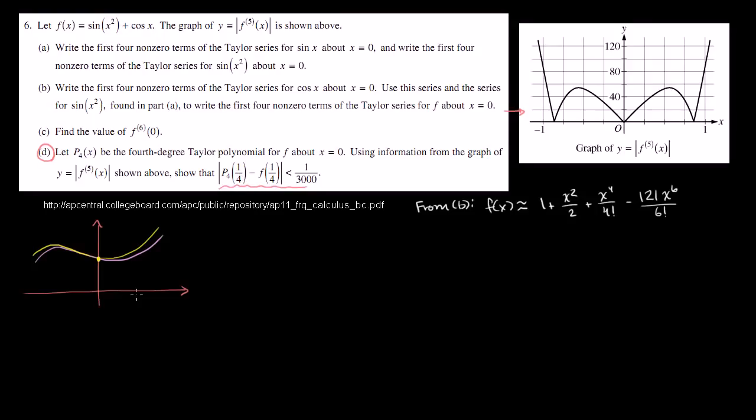So if we say that this is x is equal to 1/4 right over here, they're saying, take the value of the polynomial at 1/4, subtract from that the value of the function at 1/4, and then take the absolute value. That'll essentially give us the absolute value of the error, or the absolute value of the remainder, or the distance between the two functions there. And they want us to bound that distance.